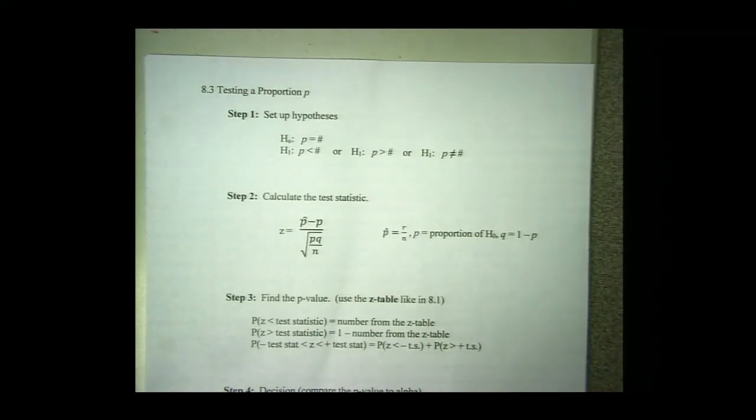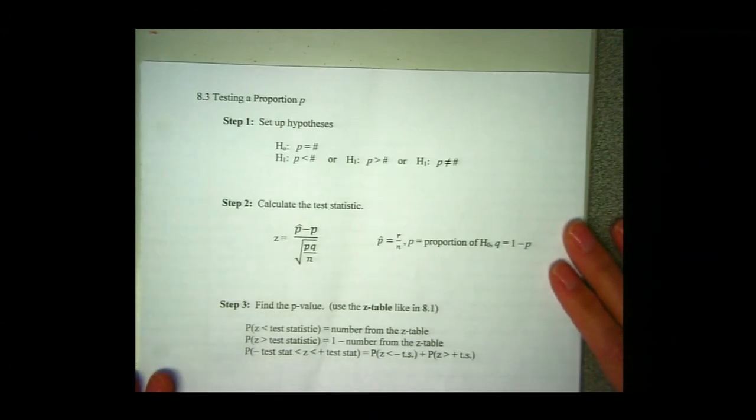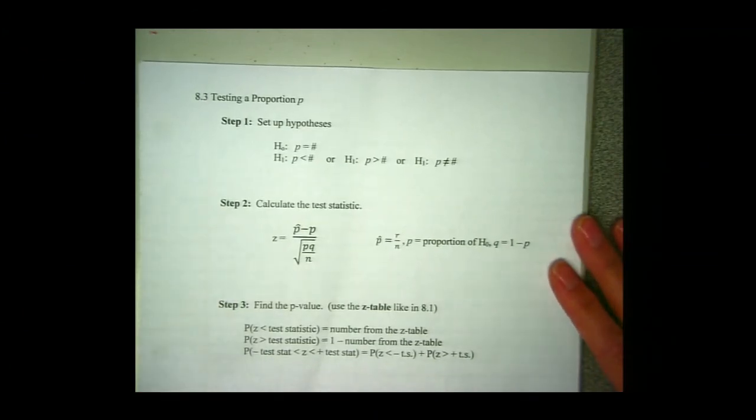All right, testing a proportion. We are in 8.3 and proportion is lowercase p. We'll be doing our same 5 steps that we have done previously. So let's go through these and look at what is similar and what is different.